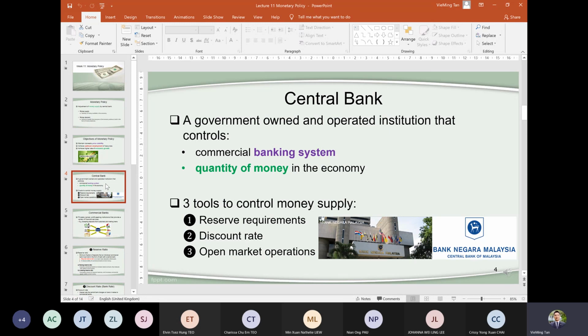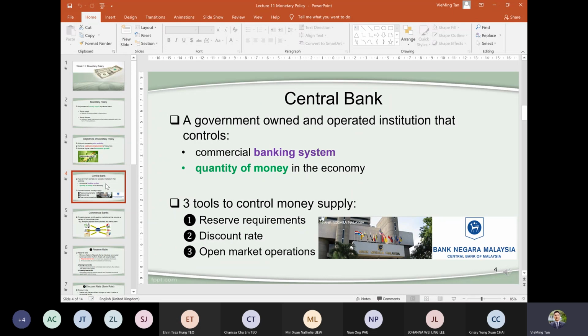So central bank actually is used to monitor the operation activity of the commercial banking system. Commercial banks would be like RHB Bank, Maybank, Public Bank. These are the commercial banks. So who is going to monitor all the activities of these commercial banks? Central bank is going to monitor the activities of the commercial banks in a country. The second objective for central bank is also to control the quantity of money supply in an economy as well. So these are the two major roles of central bank.